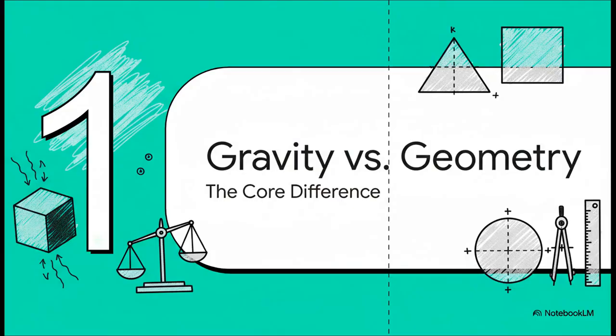The entire difference between these two ideas really just boils down to one simple question. Are we talking about a real physical object that you can actually hold in your hand? Or are we talking about a flat shape, something you draw on a piece of paper? One is all about physics and gravity, and the other is about pure geometry.